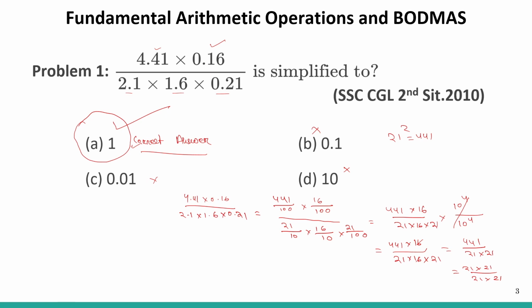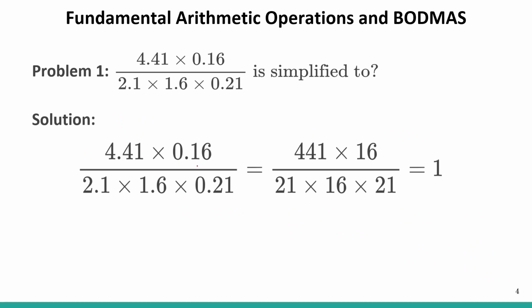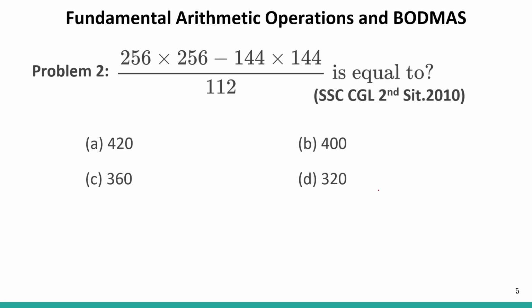So let's see problem number 2. Before that, let's see a step-by-step solution of the following. The solution is: 4.41 into 0.16 whole divided by 2.1 into 1.6 into 0.21 is equal to 441 into 16 whole by 21 into 16 into 21. 21 square is equal to 441, that's why these two are cancelled out, and we have cancelled out 16, so 1 by 1 is equal to 1. Final answer. Let's see the next question, problem number 2.